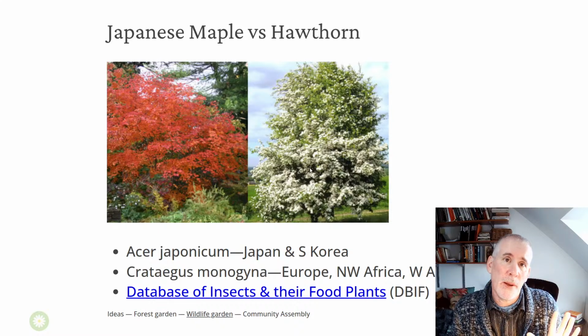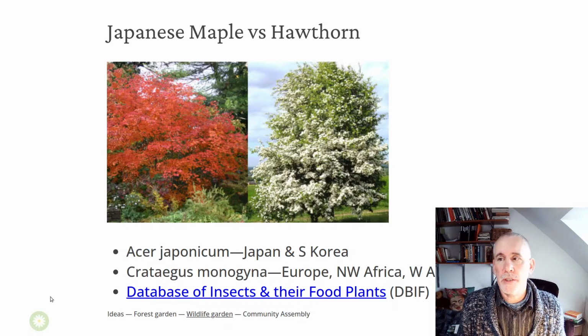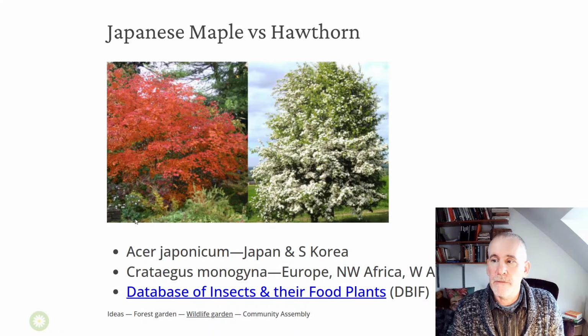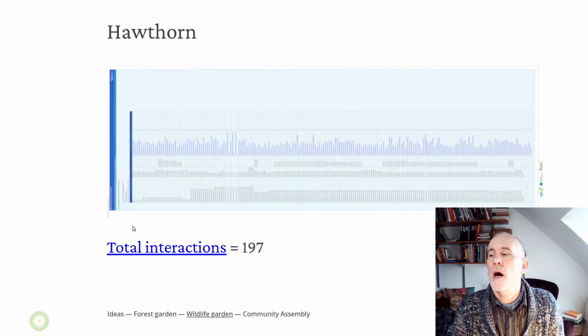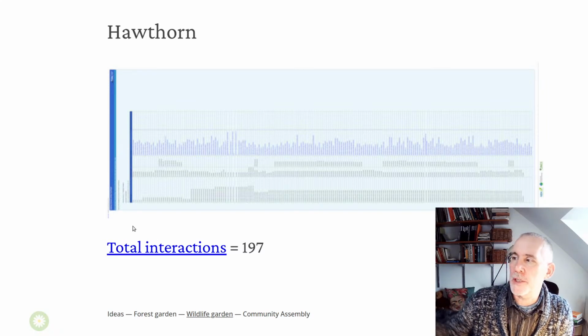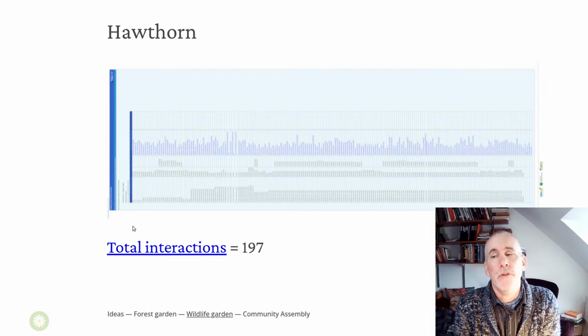Can I just hasten to add, it's nothing against Japanese maples, but in the UK, the number of recorded interactions between a Japanese maple and the native wildlife is 1. Whereas if you look at hawthorn, the number of interactions is 197. And this is from a website called Database of Insects and Their Food Plants. I had to put it horizontally to put it on.